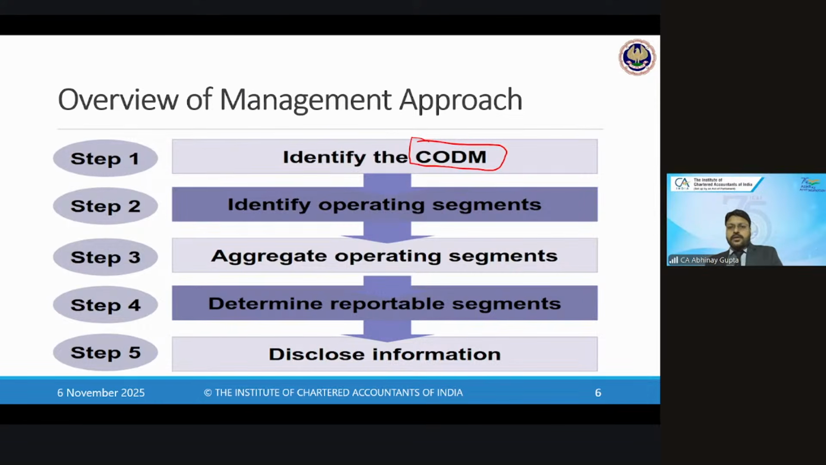Now, first of all, instead of identifying the segment, we need to identify who is the CODM of the company, right? Is it a CFO? Is it a director? Is it the board of directors? Is it a managing director? Is it an executive director? Who is the person who is actually the chief operating decision maker of the company?